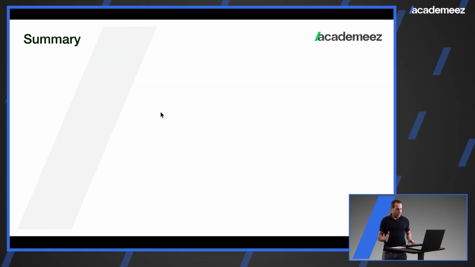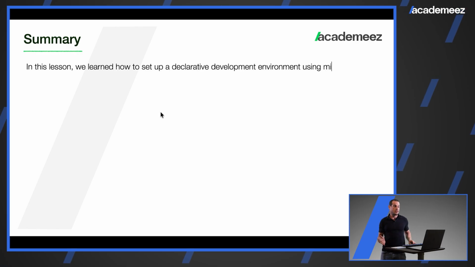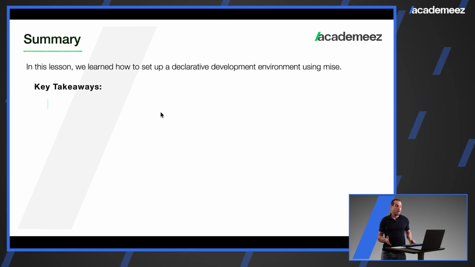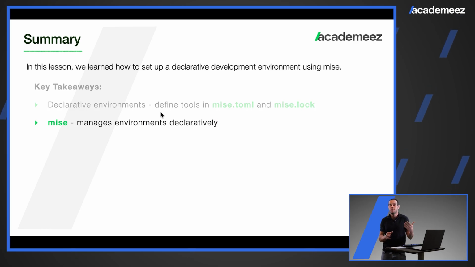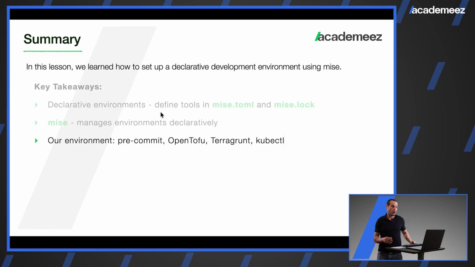So that's it for our lesson. We managed to configure our development environment using mise. So we learned how to create a declarative development environment with mise. Some key takeaways: declarative. There are a lot of advantages for declarative environments, and when we're using mise, we basically define the mise configuration, mise.toml and mise.lock, and then mise can read that configuration and create our development environment for us. So mise manages the environment declaratively.